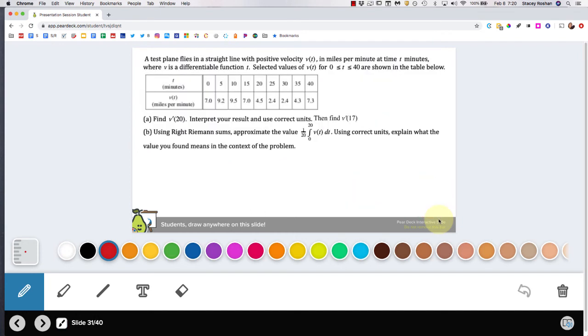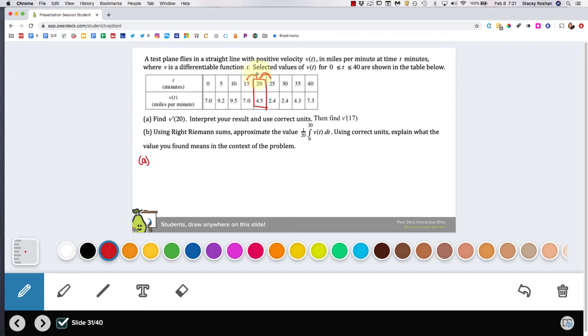In this problem, it says, first of all, this plane that flies with this velocity, it's given all in this table below. Find y prime of 20. So y prime of 20, they want to know the instantaneous velocity at 20. And we have data here to here and here to here. Remember, y prime of 20 is the slope at exactly 20.